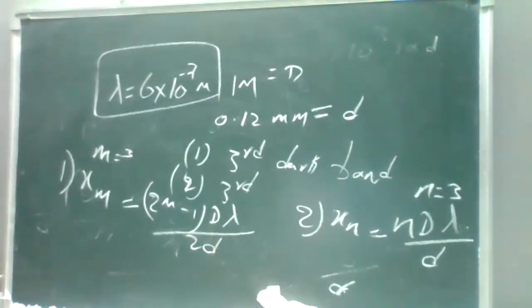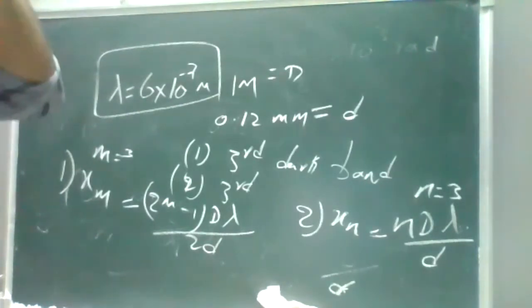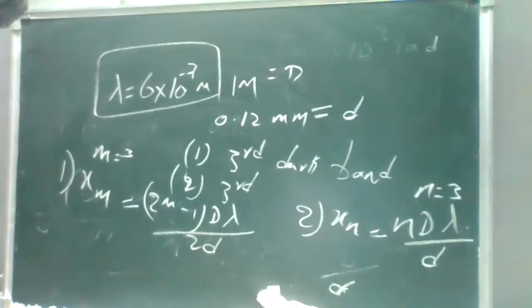1.8 into 10 power minus 3. For brighter, xn is 1.5 into 10 power minus 2, or 1.5 centimeters. 0.5 will not come, check it. Xn is 1.5 centimeters. You can convert into meters also. So in meters, 1.5 into 10 power minus 2 meters. So check it, centimeters or meters.